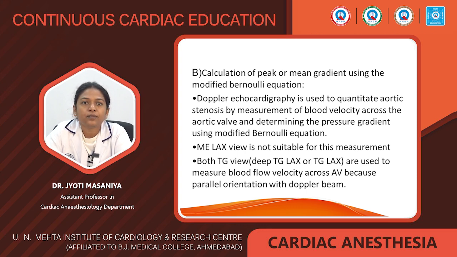For measuring the velocity, the mid-esophageal long axis view is not suitable. So, we use the deep transgastric or transgastric long axis view to measure blood flow velocity across the aortic valve, because in both these views the blood flow is parallel with the Doppler beam.